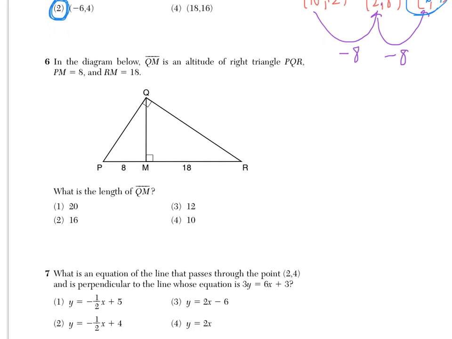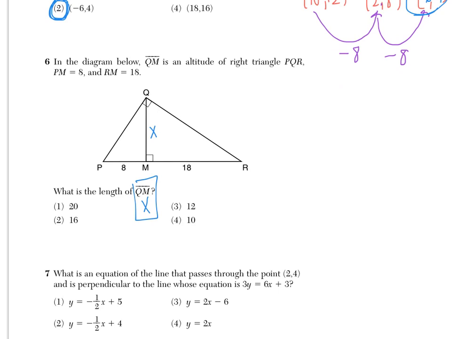Number 6 says, in the diagram below, QM is an altitude of right triangle PQR. PM is 8 and RM is 18. What is the length of QM? So I'm going to label QM with an X, and I'm actually going to demonstrate that down here at the bottom. I like to box in what I'm looking for and then also box in what I'm calling it. So that way it's nice and easy for me to figure out my final answer.